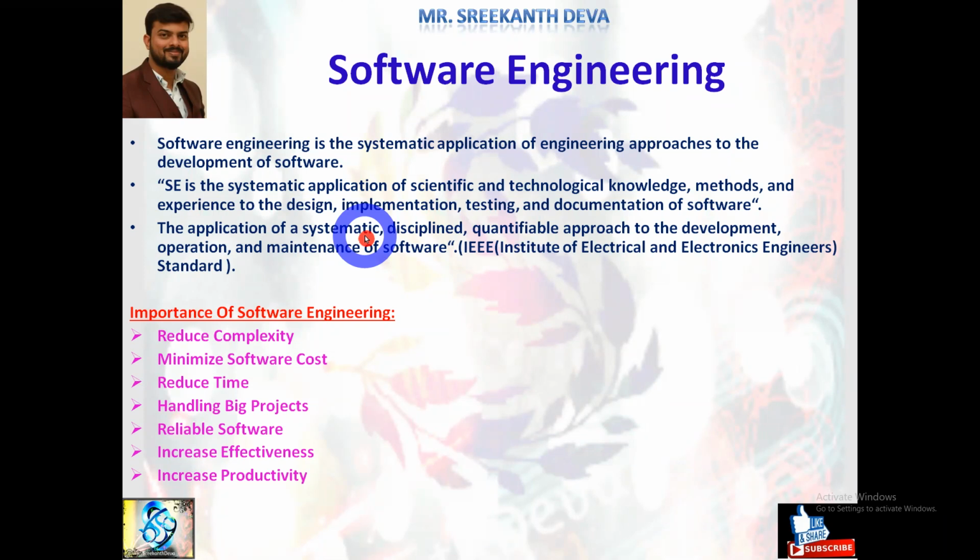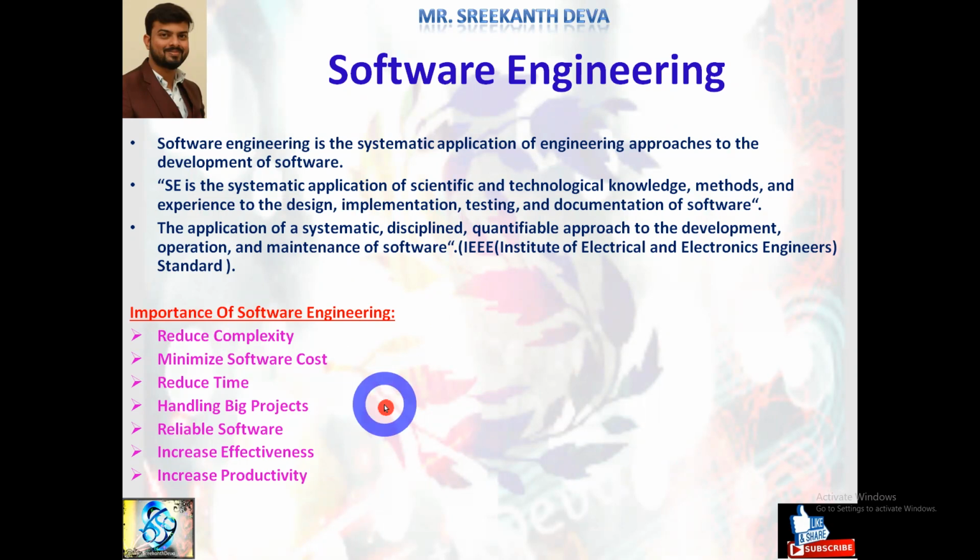See, various importance of software engineering include development of what? Software development applications, projects and products. So what are the various importance of software engineering? Reduce complexity, minimize software cost, reduce time, handling the large volume of projects, reliable software, increase effectiveness, increase productivity. So these are all the various importance of what?